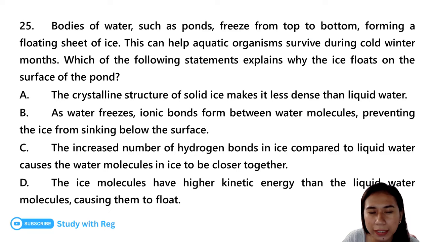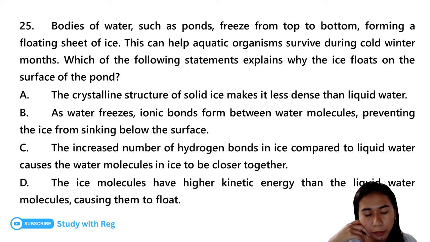Now, back to the question. Bodies of water again, such as ponds, freeze from top to bottom. So nagfo-form ng floating sheet of ice. So nagfo-freeze yung mga ponds natin from its surface to the bottom. Which of the following statements explains why ice floats on the surface of the pond? So this has something to do with density. What's density? Diba, the formula for density is mass over volume. A, the crystalline structure of solid ice makes it less dense than liquid water.